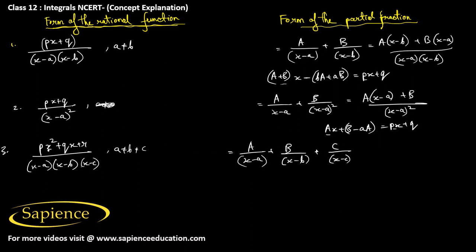Then similarly we can find the coefficients p, q, and the values of A, B, and C by comparing the coefficients on both sides. If we take the LCM, this will be x minus a into x minus b into x minus c. And then we can write it as A into x minus b into x minus c plus B into x minus a into x minus c, then plus C into x minus a into x minus b. Okay, so therefore, if we compare both sides, then we get A plus B plus C into x square.